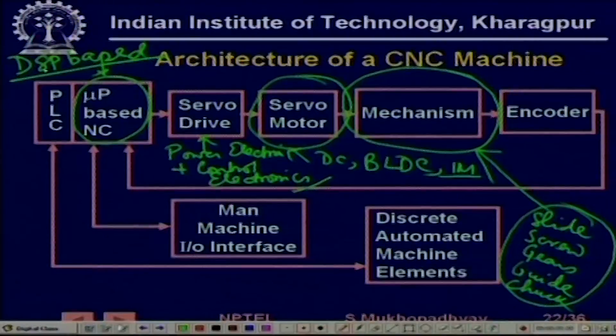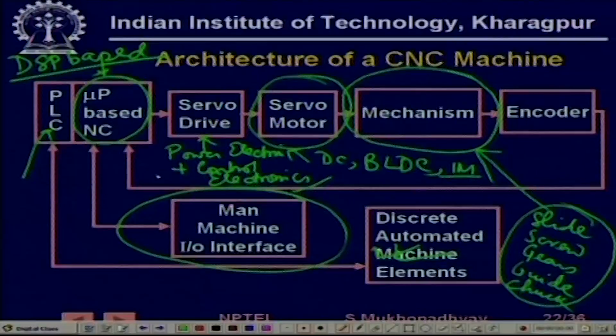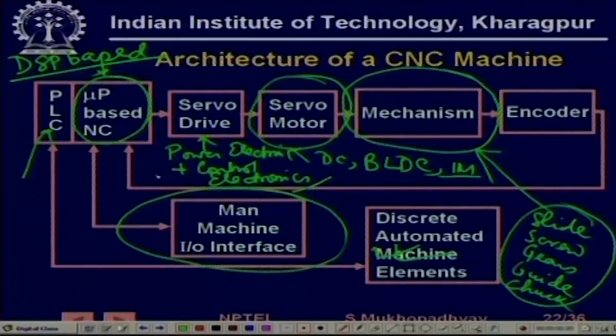Along with that, we also have another kind of computer called PLCs, which is mainly used for discrete automation. There is also a man machine interface which lets the operator program it and also monitor the status of the machine, and there are mechanisms for generating various kinds of alarms. So this is the general structure of a CNC machine.